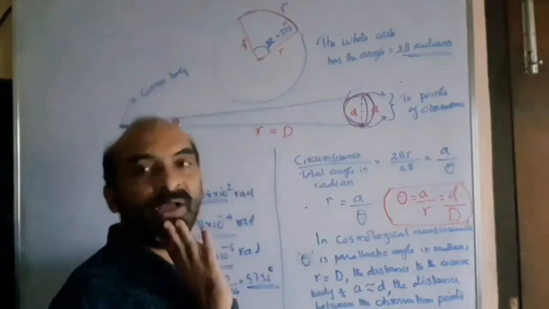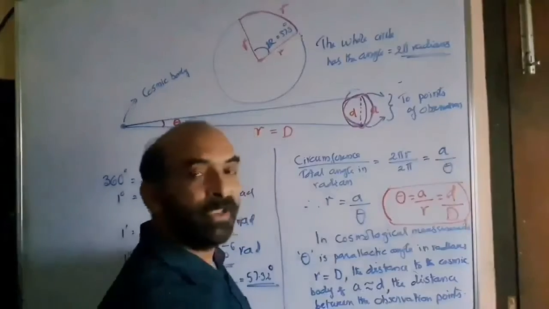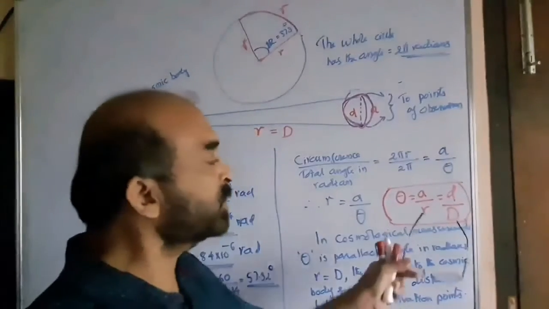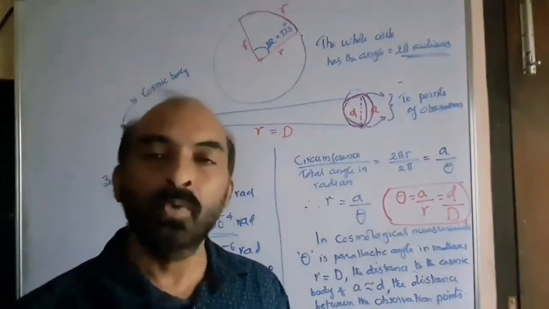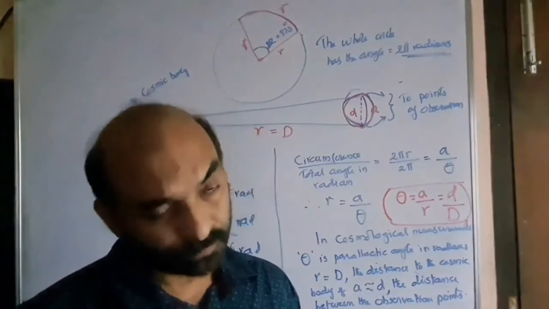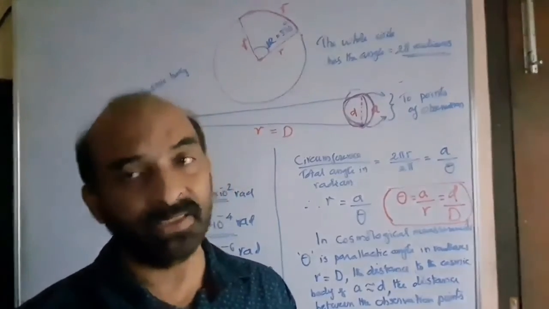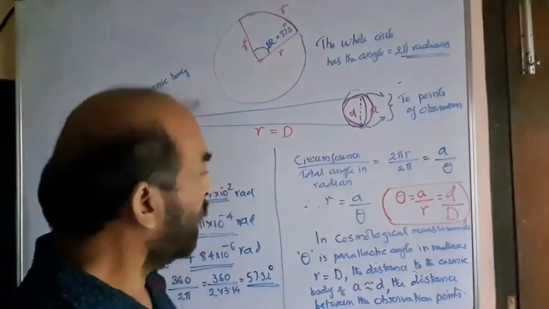So now we have this equation, theta in radian is equal to d by D. This is the most common equation we use in evaluating distances to stars, other planets, etc. Okay. What is written below?